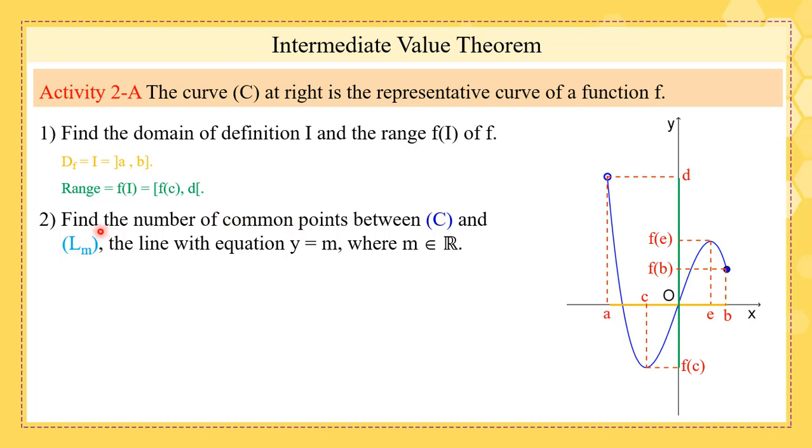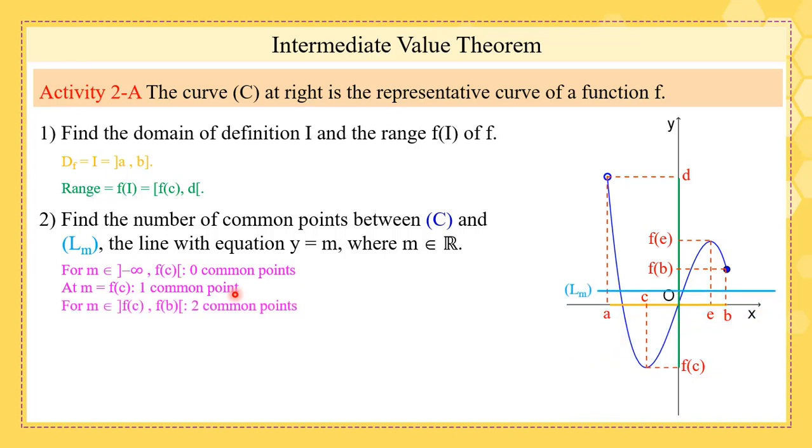The second part asks about the number of common points between C and Lm, the line with equation y equals m, where m is a real number. Remember, y equals m is a horizontal line. Let's see Lm. This is Lm, and we need to see the number of common points between C and Lm. So, from negative infinity to f of c open, we can see that we have 0 common points. Now specifically, when m is equal to f of c, we can see that we have only one common point.